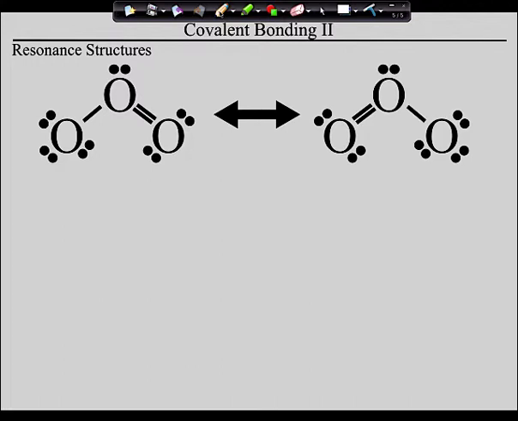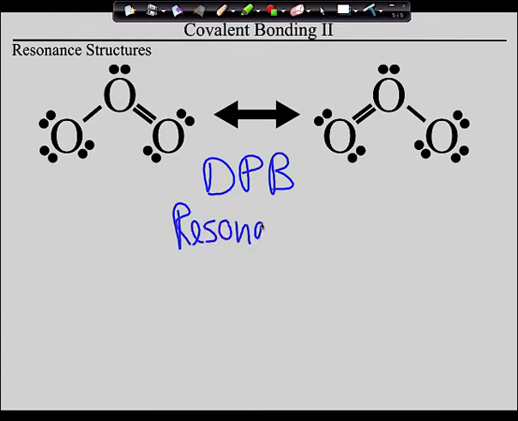So, what kind of bonding exists in ozone? Delocalized pi bonding. You cannot abbreviate it. I just did because we already wrote it down and I need more space. But guys, this is what is called delocalized pi bonding. When you have a molecule that exhibits delocalized pi bonding, that molecule is what is called a resonance.